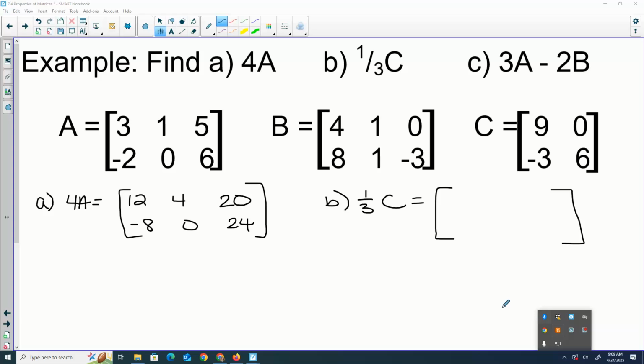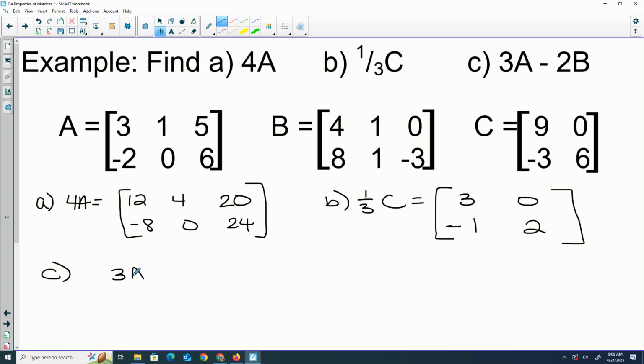Every number in matrix C times a third. So 9 times 1/3 is 3. 0 times 1/3 is 0, -3 times 1/3, -1, 1/3 times 6 is 2. Did you guys all get that? Okay. C.